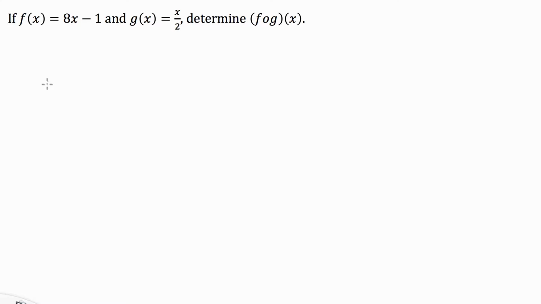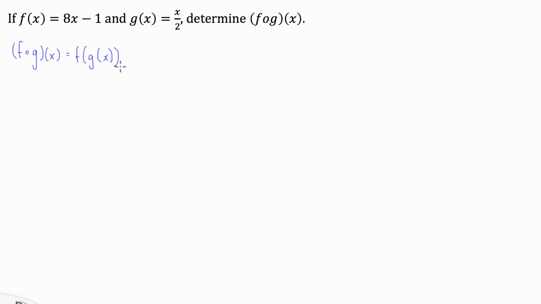Okay, we've got a functions question here where we've been given f of x and g of x, and we're asked to determine f of g of x. Now, I'm not really a huge fan of using f of g of x notation. I like to transfer this straight away and write f of g of x is going to be equal to f(g(x)).